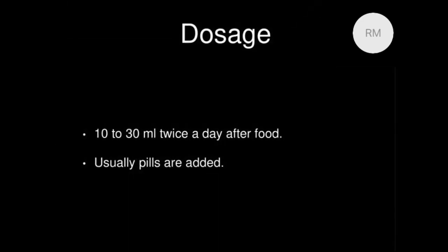Now we come to dosage. How much of this should be used? The maximum dosage is about an ounce, maybe 25 to 30 ml, taken twice daily. A very important thing in administering asavas and arishtas is that they should be administered only after food. They shouldn't be administered on an empty stomach. And when you administer them, you also add pills to these asavas and arishtas, and then the effect is much stronger and faster.